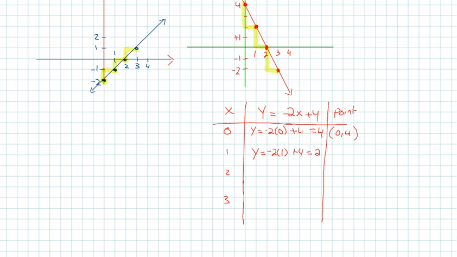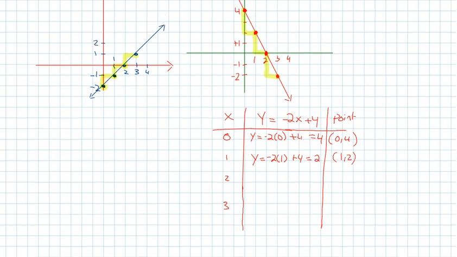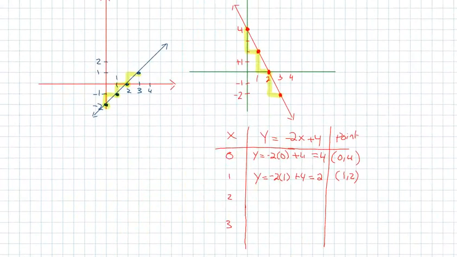I want you guys to go back here and tell me, what is this point? Negative 2 plus 4 is 2. Right. Can you guys tell me what this point is? It's 1, 2. Yeah, x first, sorry. 1, 2.